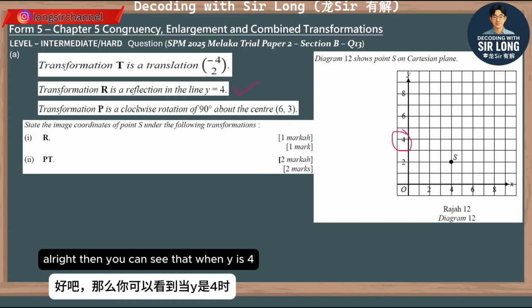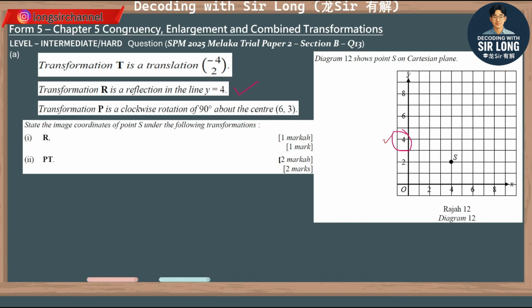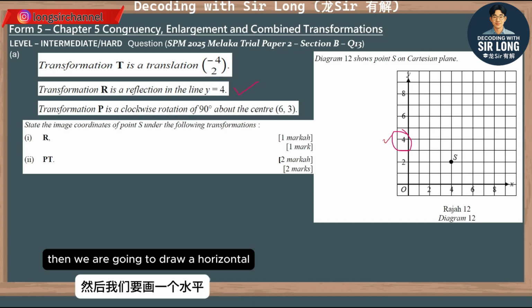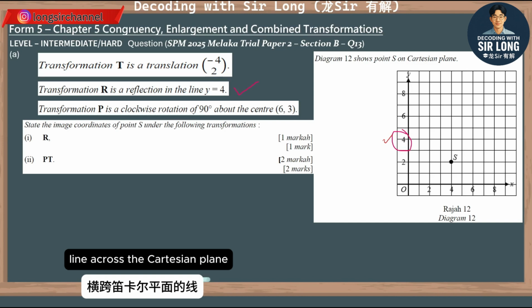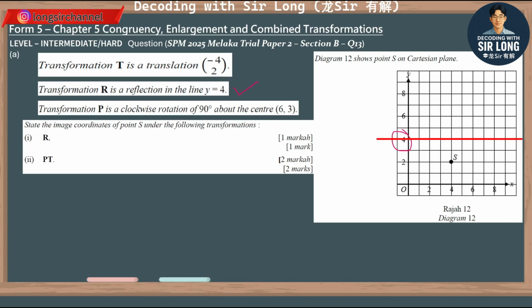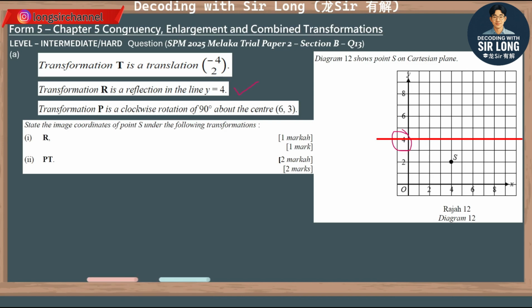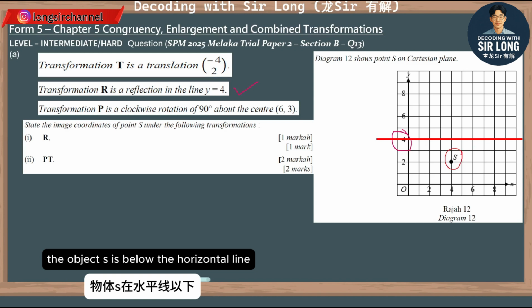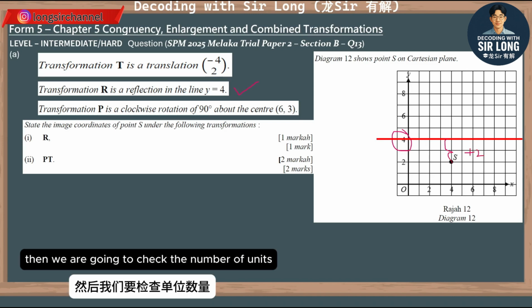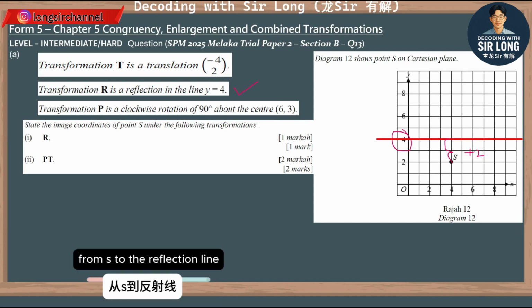Alright, then you can see that when y is 4, we are going to draw a horizontal line across the Cartesian plane. Okay, so actually this red horizontal line is considered the reflection line under the transformation R. Then what's the next step? Since we know S is here, right? The object S is below the horizontal line. Then we are going to check the number of units from S to the reflection line.